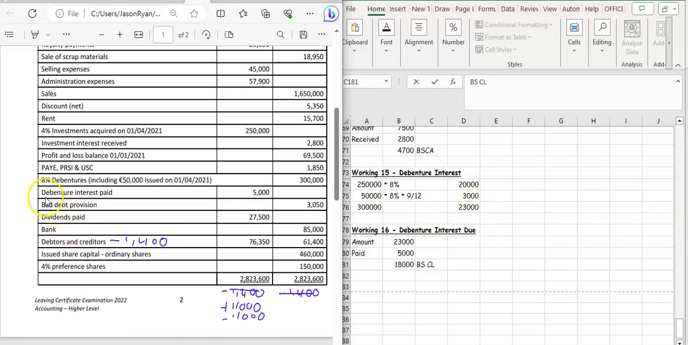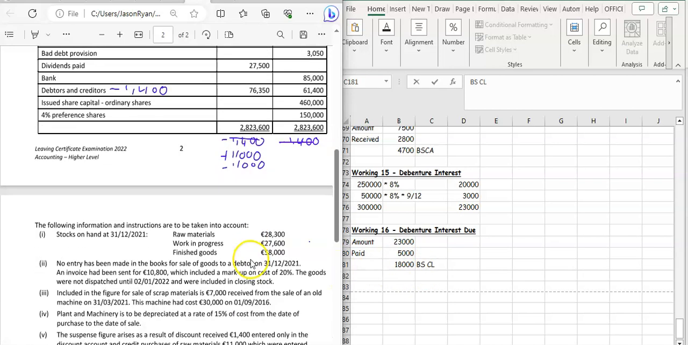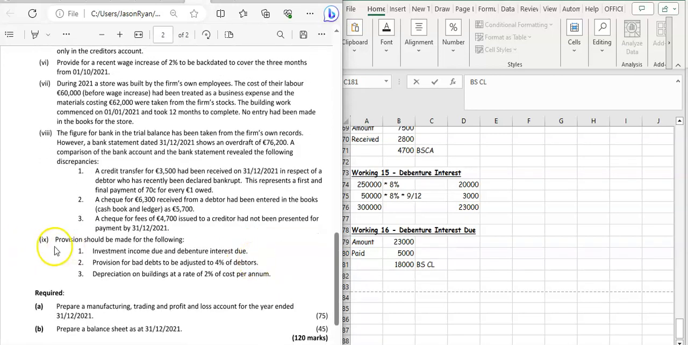We have paid some of our debenture interest already. So we've 5,000 paid, so what's left to pay is 18,000. That's going to go into your balance sheet as a creditor due within 1 year. So that's the first part for the provisions for number 9 for the 2022 McGuigan exam paper for manufacturing accounts.